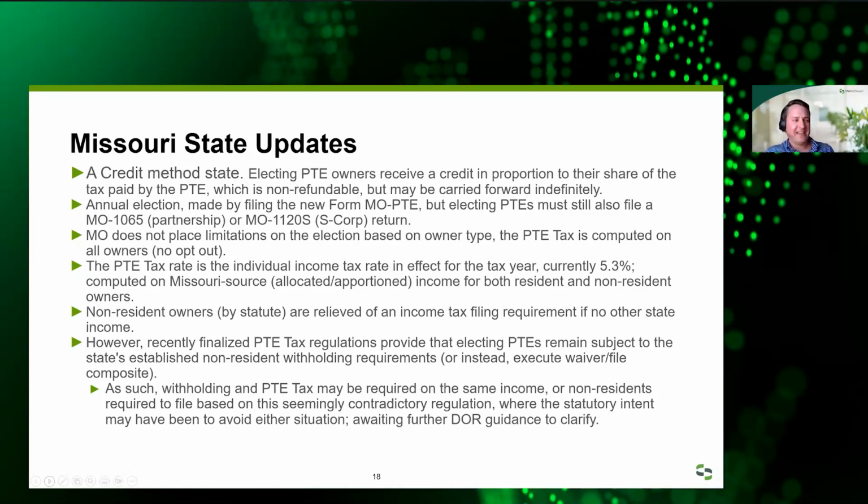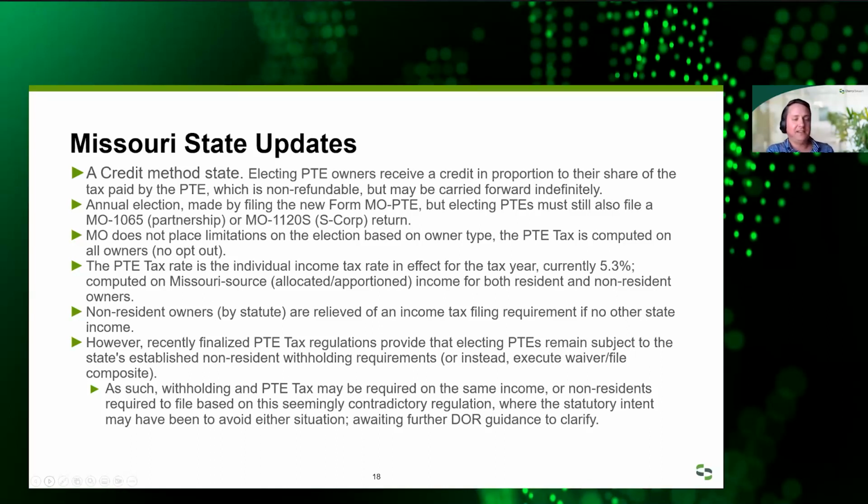Missouri doesn't have a separate election form. They have this MOPTE electing entity return. But one interesting thing is they still have to file their regular Missouri 1065 or 1120S PT return, the historical return for S corps or partnerships, in addition to this MOPTE.